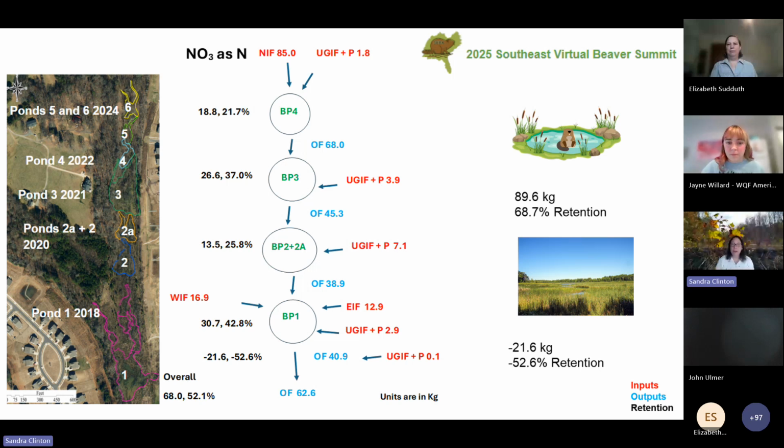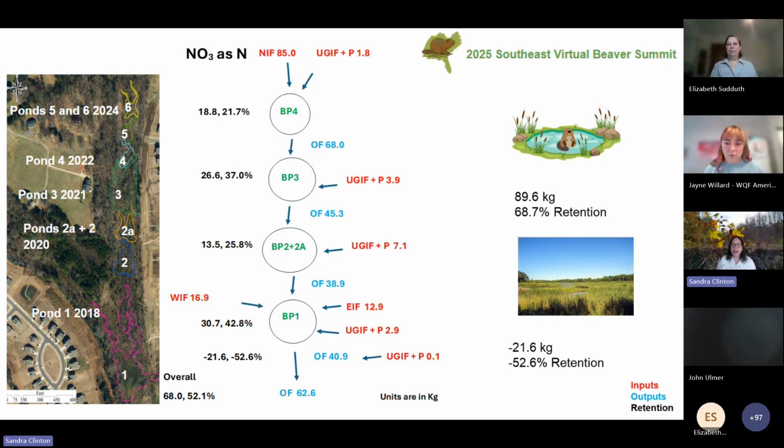What is interesting though, is that overall it is retaining nitrate, but the wet meadow is actually operating differently. The wet meadow is actually exporting nitrate. So overall the system is retentive, but just that one piece is exporting nitrate. And this is really interesting to us because there's not a lot of this type of information for urban systems. And it really helps us.